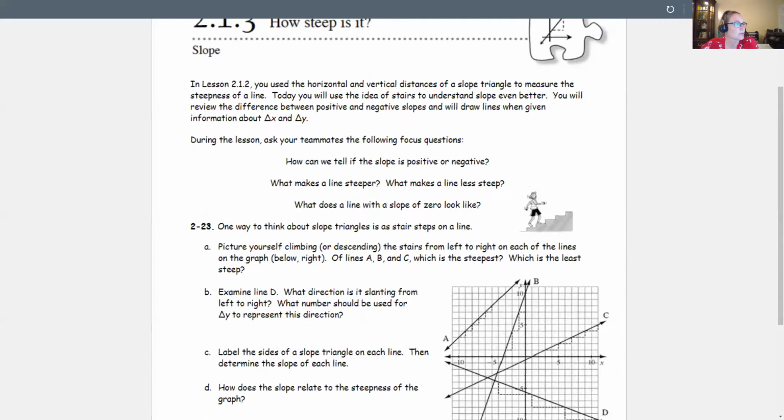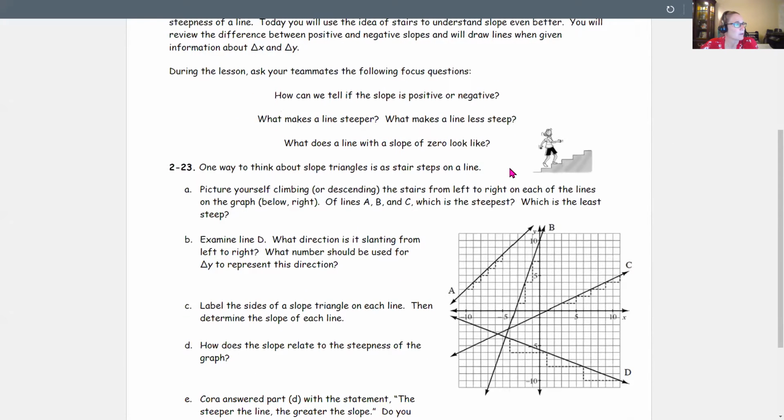Looking at the worksheet, we're going to be talking about the change of x. That's what this symbol up here means. That little triangle is delta, it's a Greek letter, and change of y, and the steepness of lines. You see this little person walking up these steps. That's what we're going to be thinking about when we're looking at the slope of these lines. How steep is it? Are we going uphill or downhill? In other words, is it increasing?